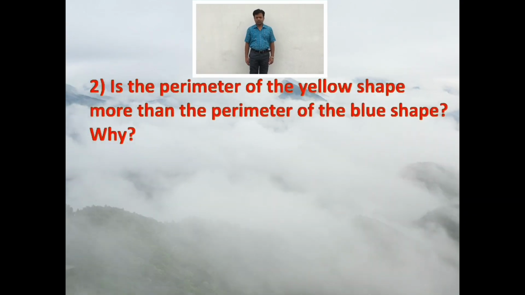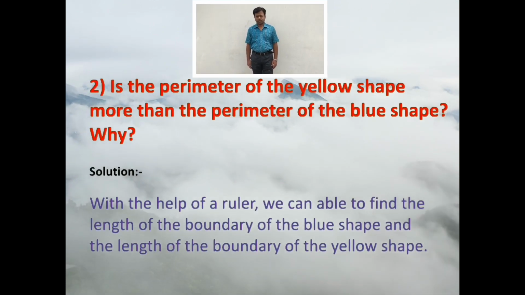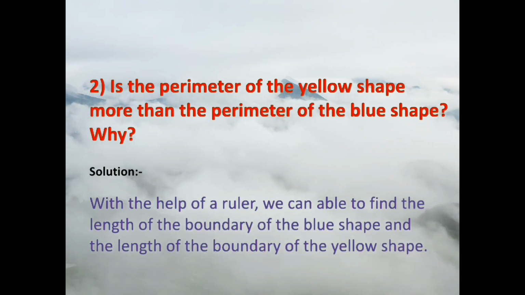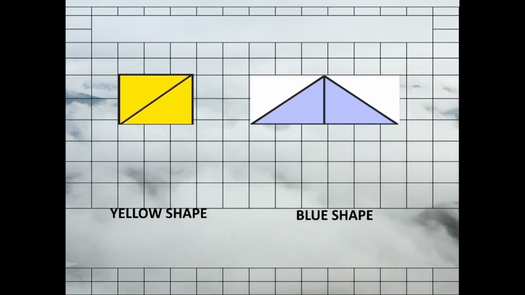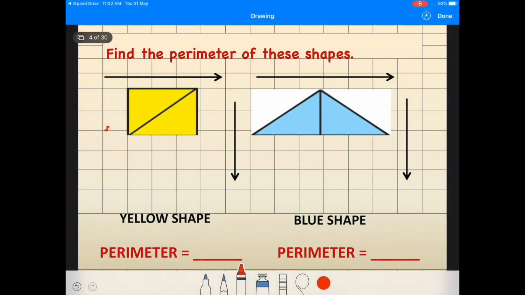Is the perimeter of the yellow shape more than the perimeter of the blue shape? Why? With the help of a ruler, we can find the length of the boundary of the blue shape and the length of the boundary of the yellow shape. Find the perimeter of these shapes.